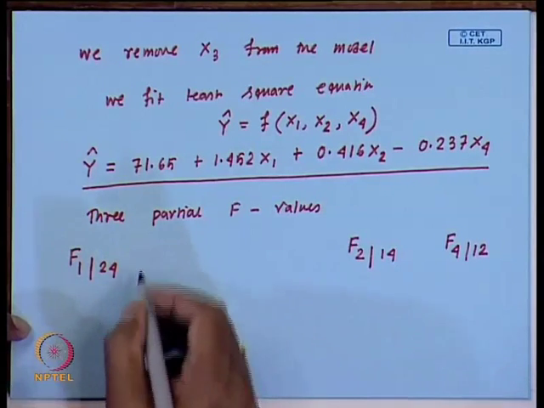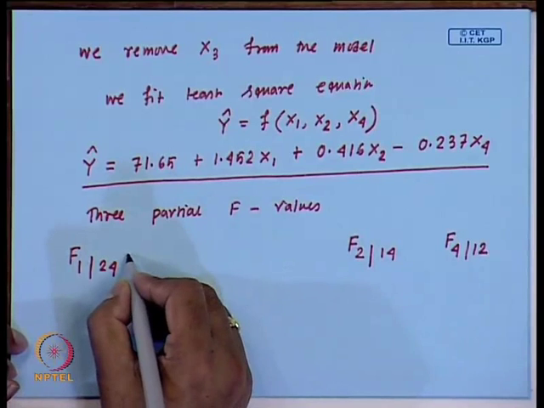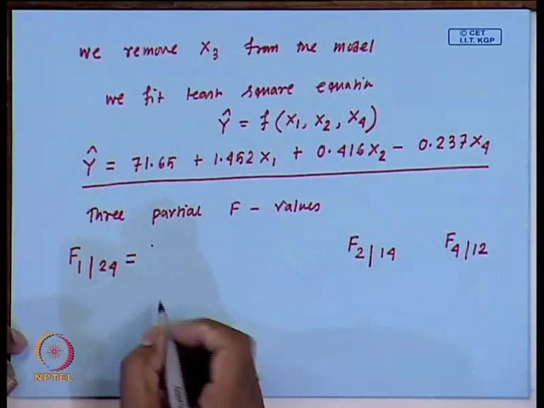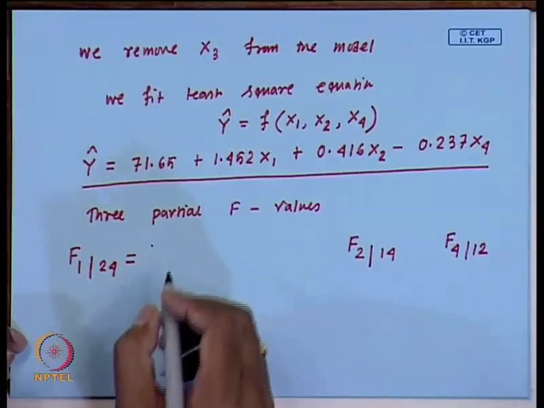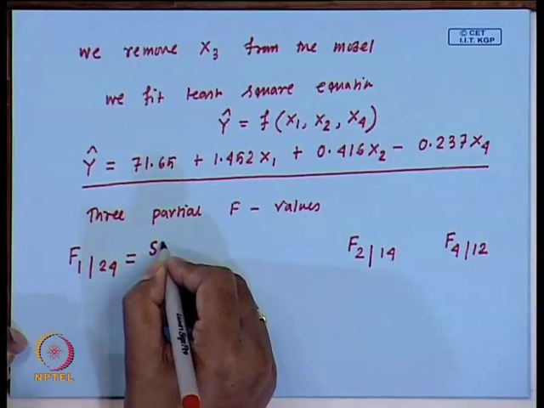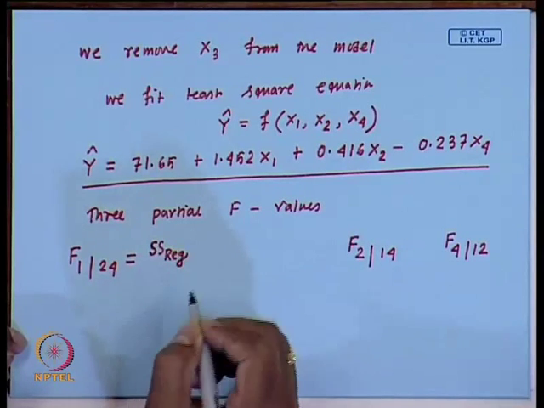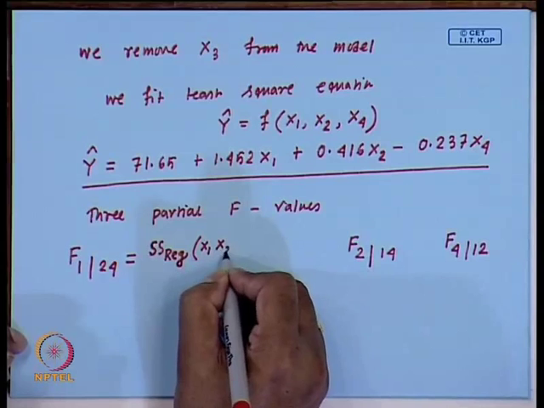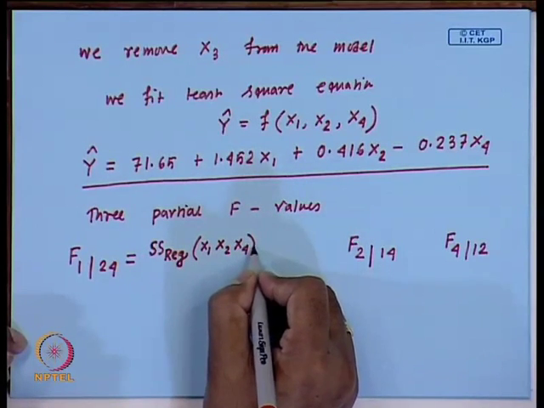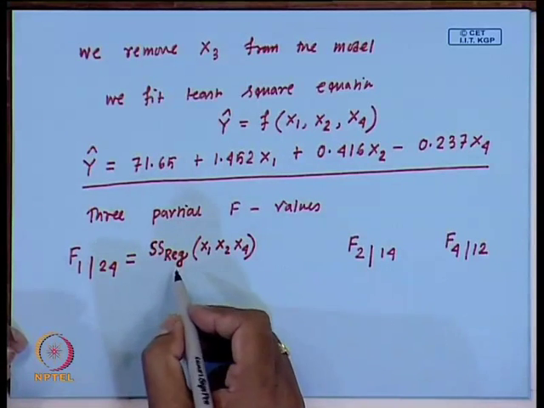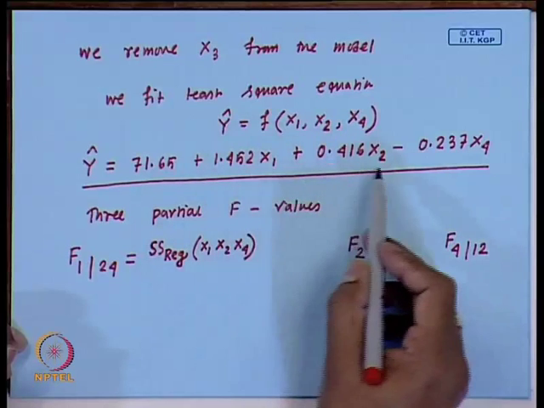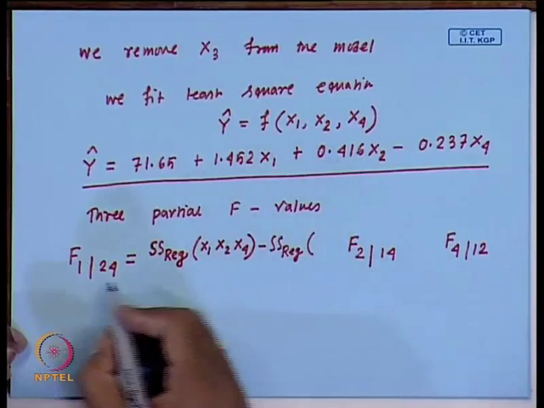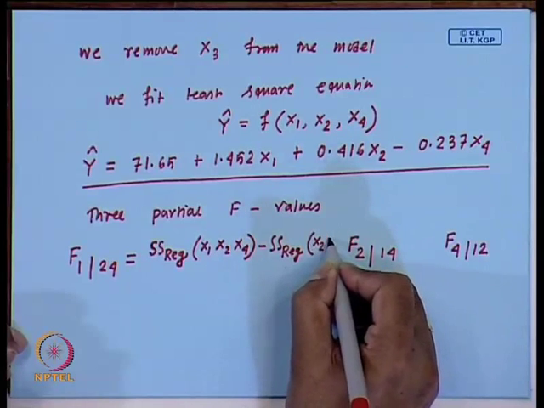So, what is this value? This value again, I would like to explain in detail, because there is a little difference. Here you compute SS regression for the model x1, x2, x4. So, this is the SS regression when the model involves x1, x2 and x4, minus SS regression when the model involves only x2 and x4.